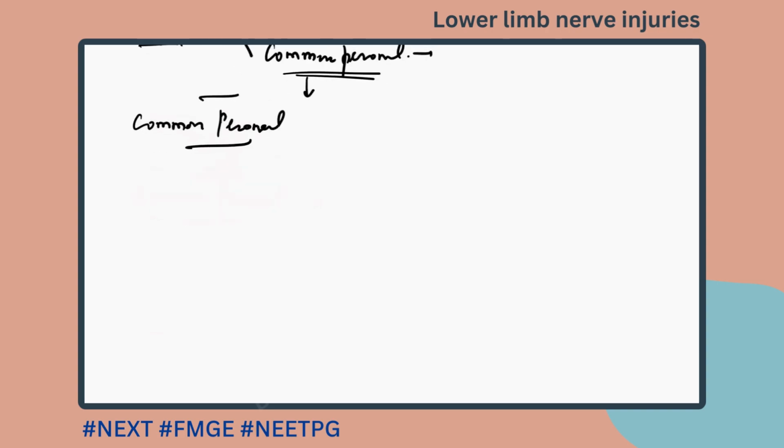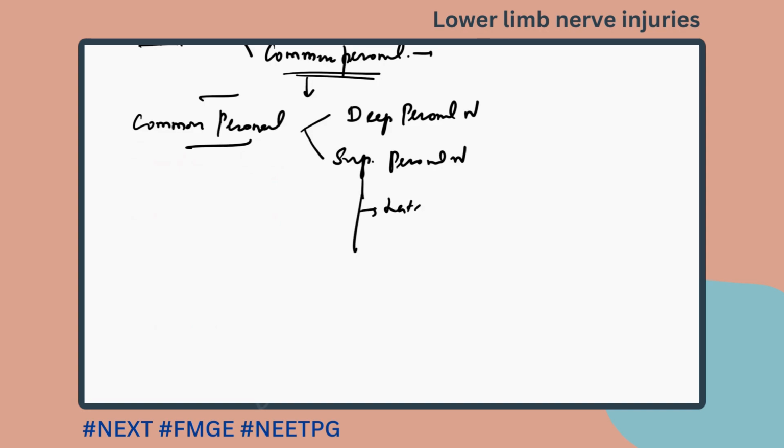The common peroneal nerve divides into two nerves. One is called the deep peroneal nerve, and another one is called the superficial peroneal nerve. The superficial peroneal nerve supplies the muscles of the lateral compartment of the leg. Those muscles are peroneal muscles. These peroneal muscles are everters of the foot.